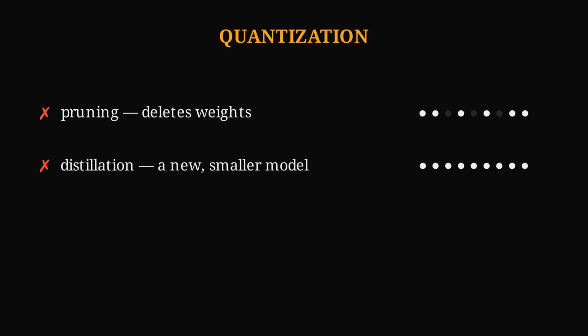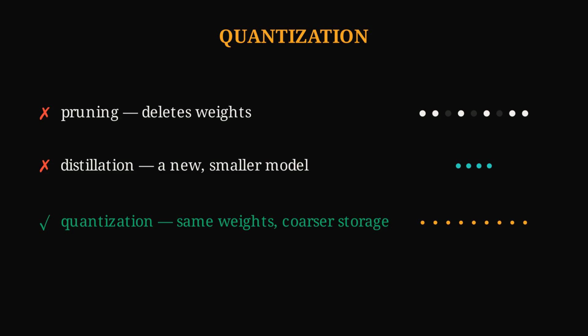The trick is called quantization, and almost everyone misunderstands what it takes away. It is not pruning, which deletes weights outright. It is not distillation, which trains a smaller model to imitate a bigger one. Quantization keeps every single weight, and changes only how each one is written down.